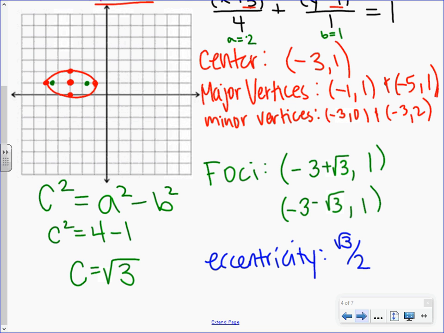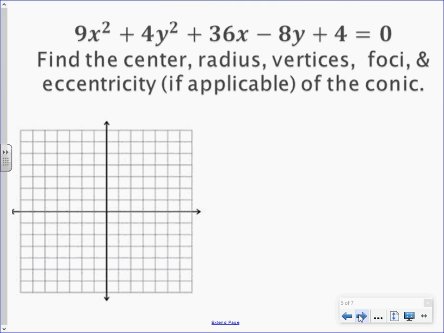A lot of prep work to get to that problem, but it really doesn't take too long. Okay, it's about the same amount of work as the prep work. Okay. All right, last example. Go ahead and write it down.